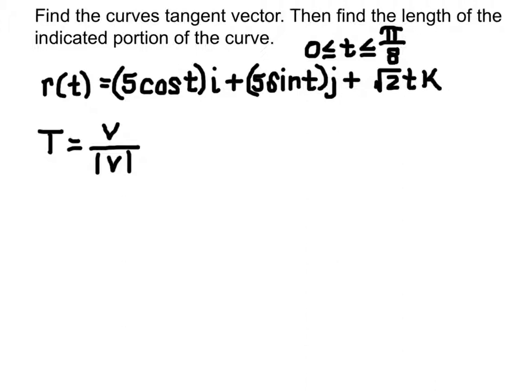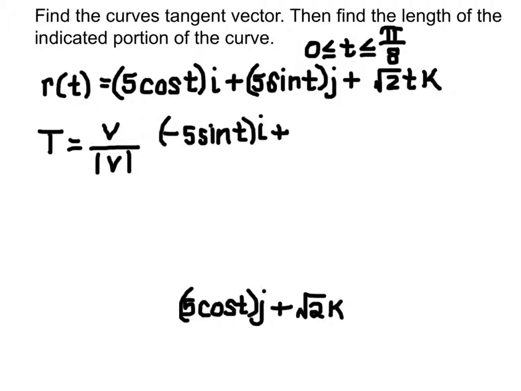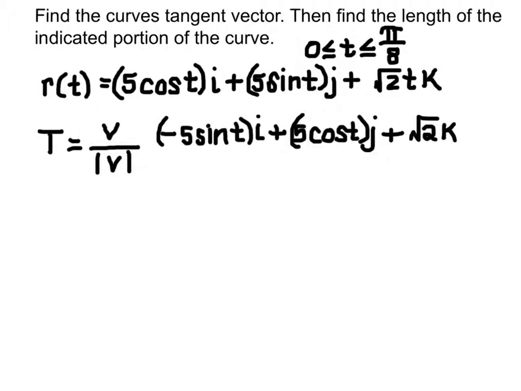So the derivative of 5 cosine t is negative 5 sine t, and that is in the i direction, plus the derivative of 5 sine t, which is 5 cosine t in the j direction, plus the derivative of the square root of 2 t, which is the square root of 2 in the k direction. So let's take these pieces and move them up here. And that is the numerator.